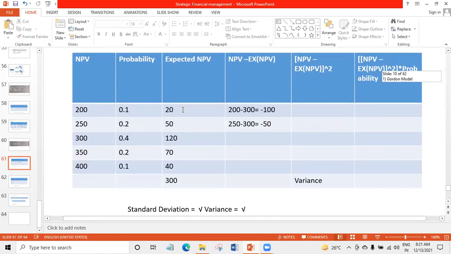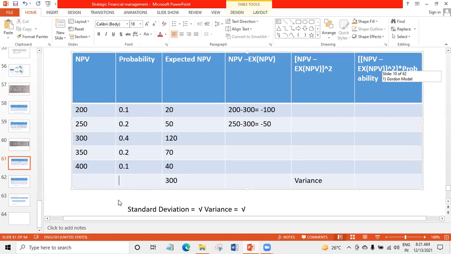200 into 0.1, 250 into 0.2, 300 into 0.4, 350 into 0.2, 400 into 0.1. If you make a total of this, it is called the expected value.